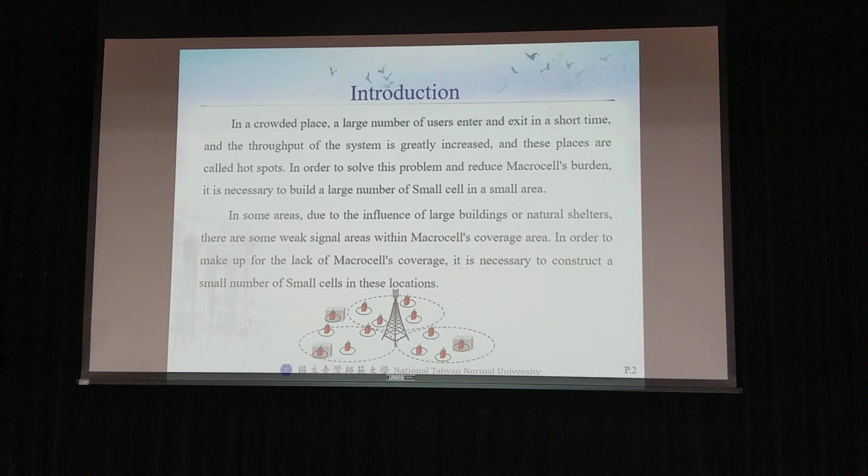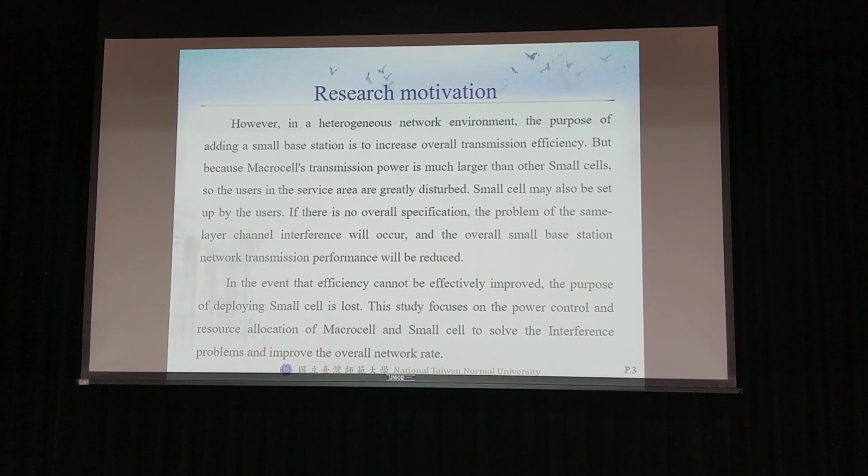In some areas, due to the influence of large buildings or natural shelters, there are some weak signal areas within the macrocell's coverage area. In order to make up for the lack of macrocell coverage, it is necessary to construct a small number of small cells in these locations. And this is my research motivation.